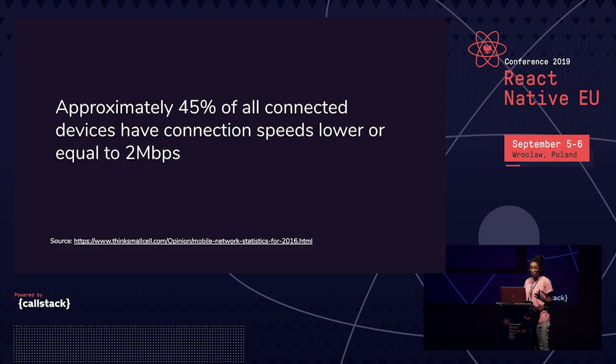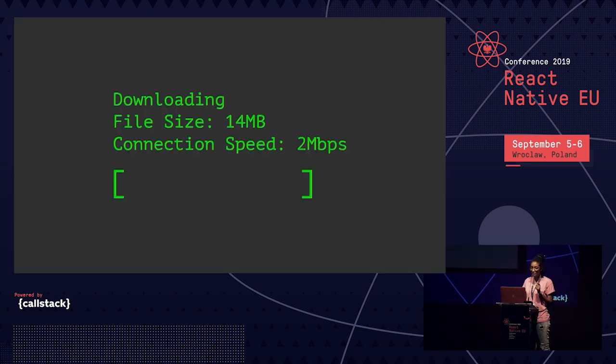So according to Think Small Cell, approximately 45% of all connected devices have connection speeds lower or equals to 2 megabits per second. Now, that's a very abstract concept. So let's put it into context. Let's download a 14 megabyte file on a 2 megabit per second connection speed and see how long that takes.